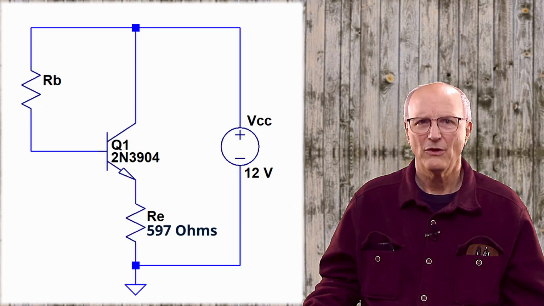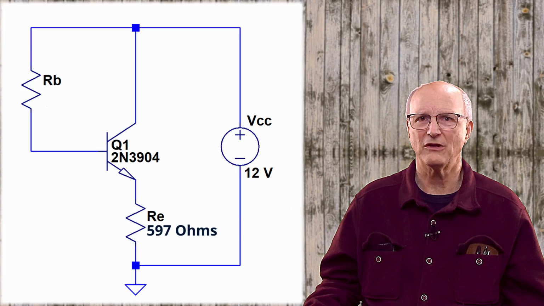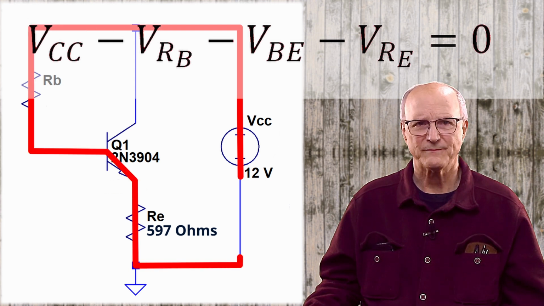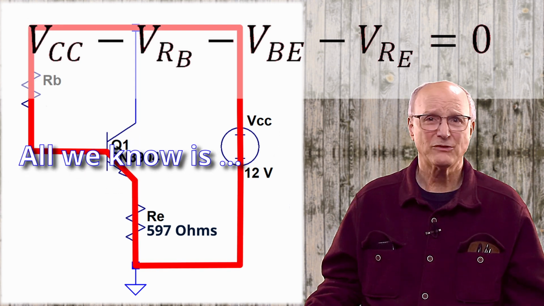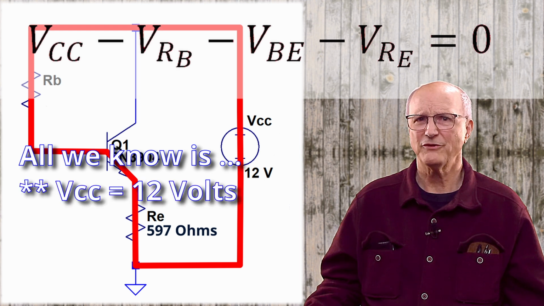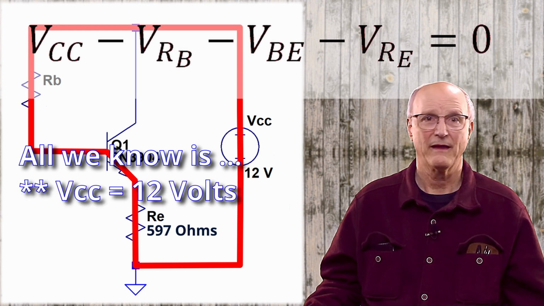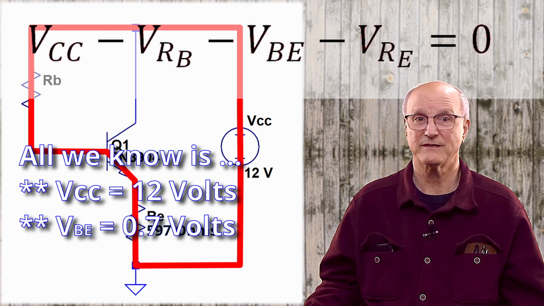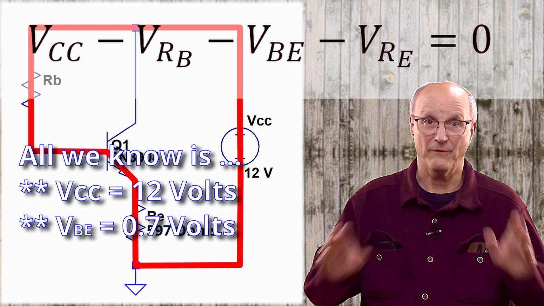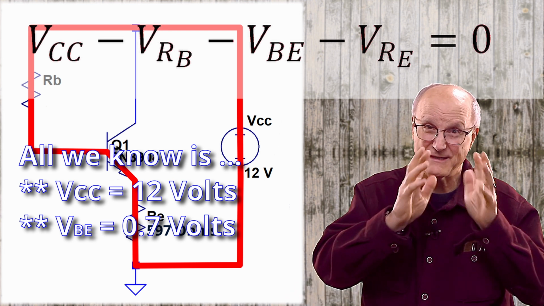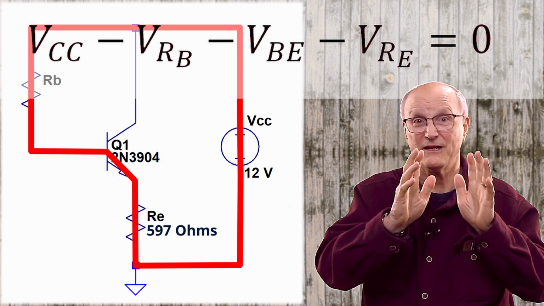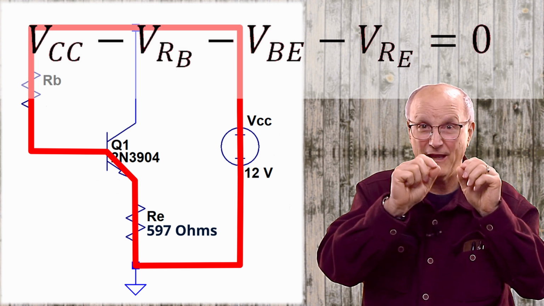To do this, we start with Kirchhoff's voltage law around the loop, which includes the base emitter junction. As before, it looks like this. At this point, the only things we know are that the power supply voltage, VCC, is 12 volts, and the base emitter voltage, VBE, is 0.7 volts. Now, from here, it's going to feel like it's getting a bit complicated, but stick with me until we get to the other side. We're going to take it one thing at a time.